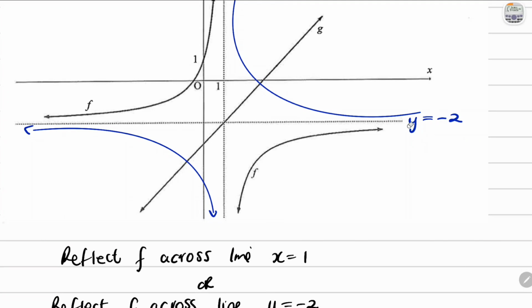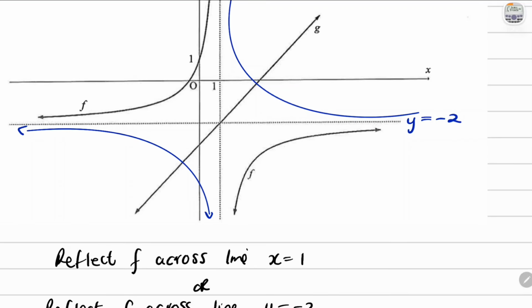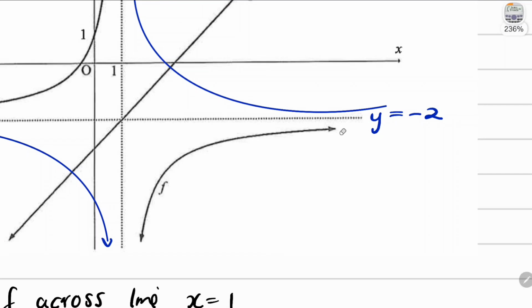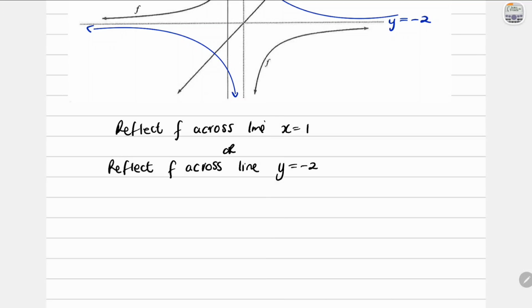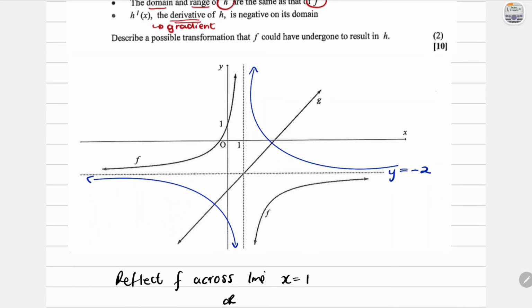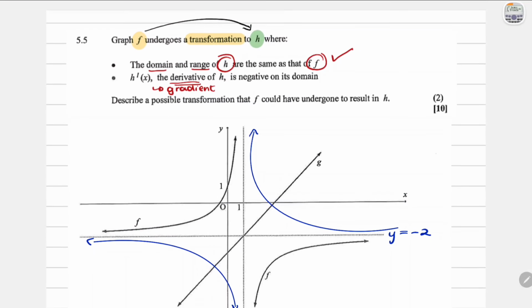So if you reflected it across the line y is equal to negative 2, that's actually what's going to happen as well. Because this is the line of reflection, the distance between the graph and this line is going to be exactly the same as the distance between this new graph and that line. So that's why I say you can actually reflect it through the line x is equal to 1 or through the line y is equal to negative 2, and that will work perfectly. Okay, so that will maintain that.